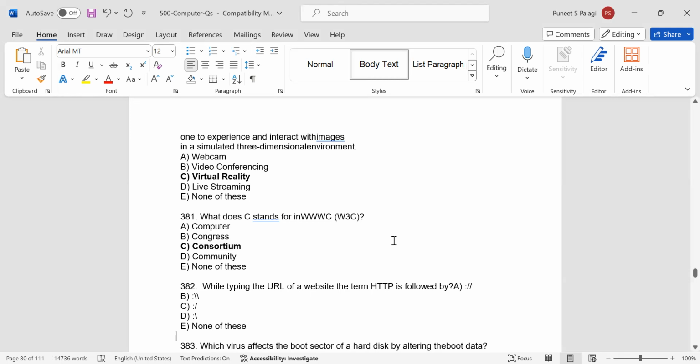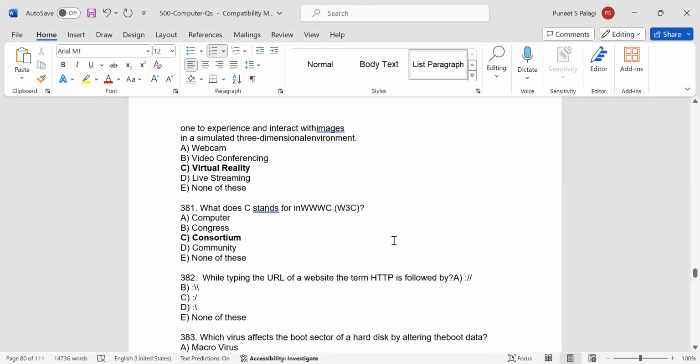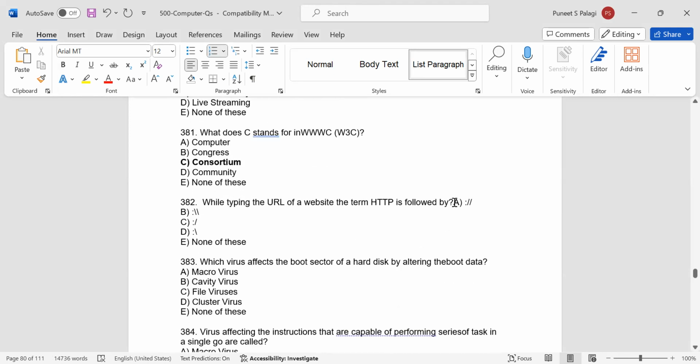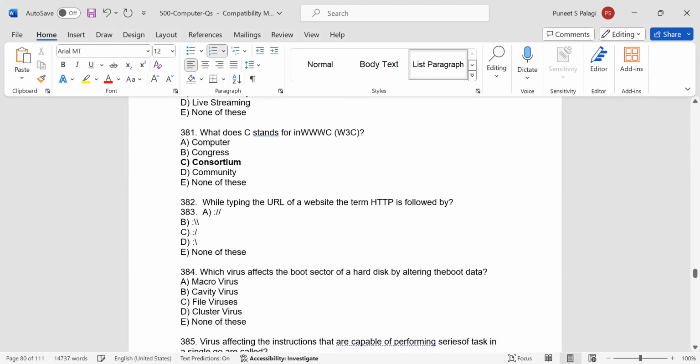While typing the URL of a website, the term HTTP is followed by. Is it option A, option B, option C, option D? So it is always followed by colon, double slash.